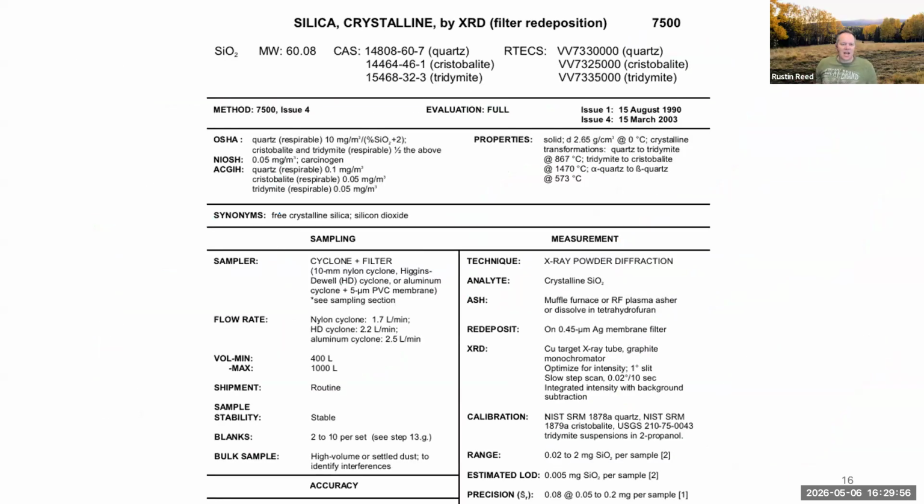So here is that sampling method I had mentioned. This is 7500. It is for crystalline silica. So this is for respirable. It doesn't say that, but it's for respirable. We can see that the analytical method here is XRD, X-ray powder diffraction. Not that we're going to talk about how that works. To be honest, I'm not totally sure how that works. We don't need to know how it works, but it's good to just make a mental note of the method for analysis.